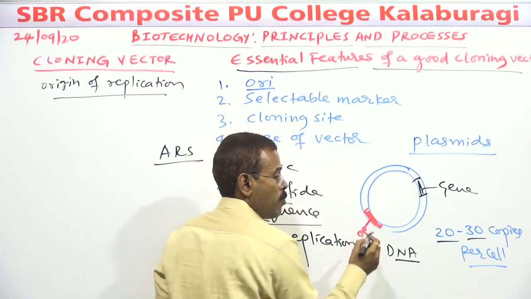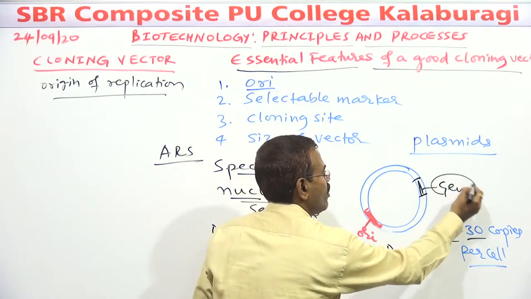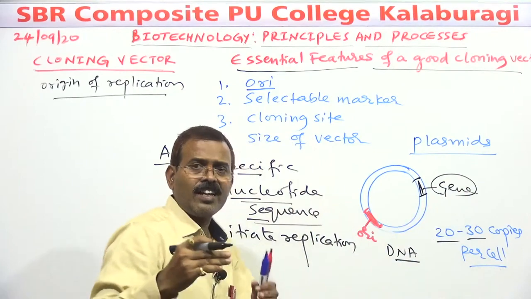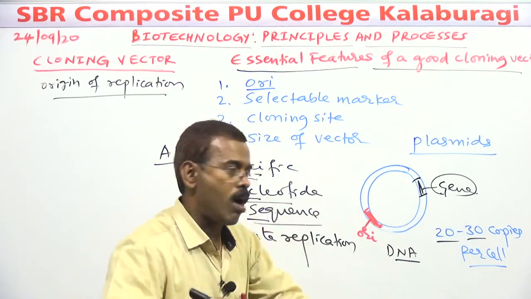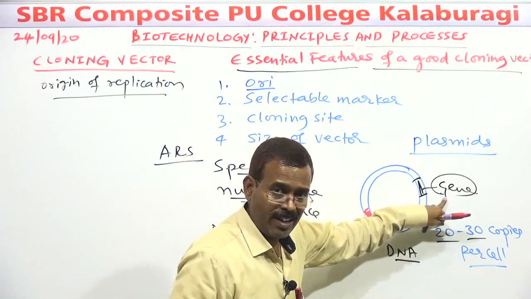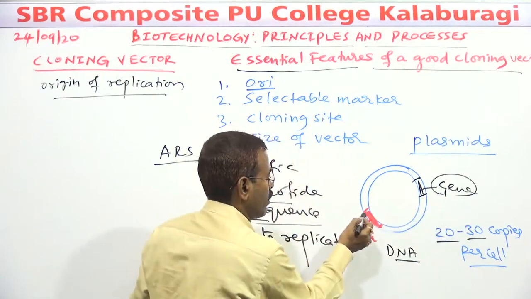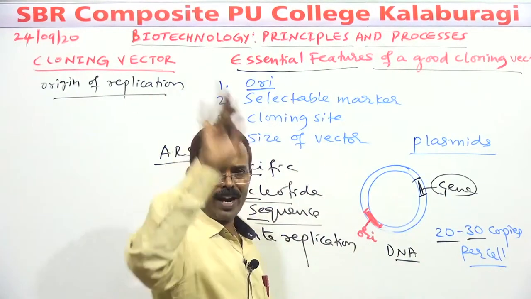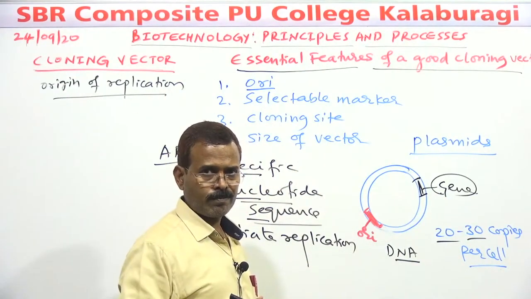So, we can multiply the desired gene of interest. We can get several copy number of the desired gene of interest which has been linked with the ORI in the plasmid vector.